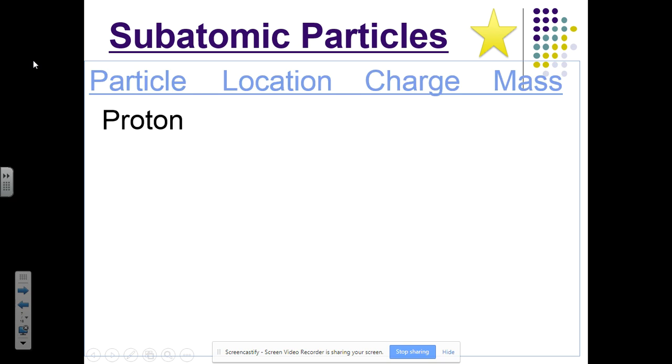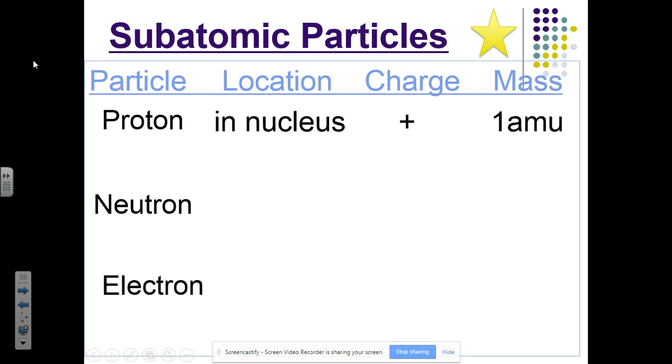So here's a breakdown of the subatomic particles that we're going to be discussing. So protons are located in the nucleus. They have a +1 charge. And we have created this unit called atomic mass units.